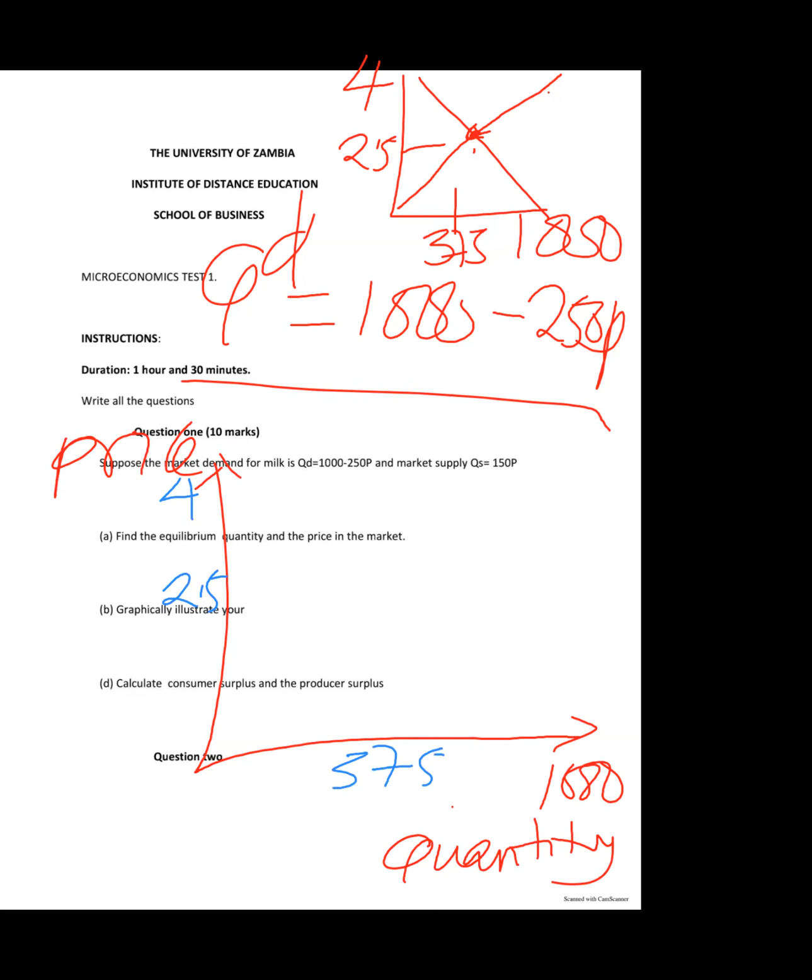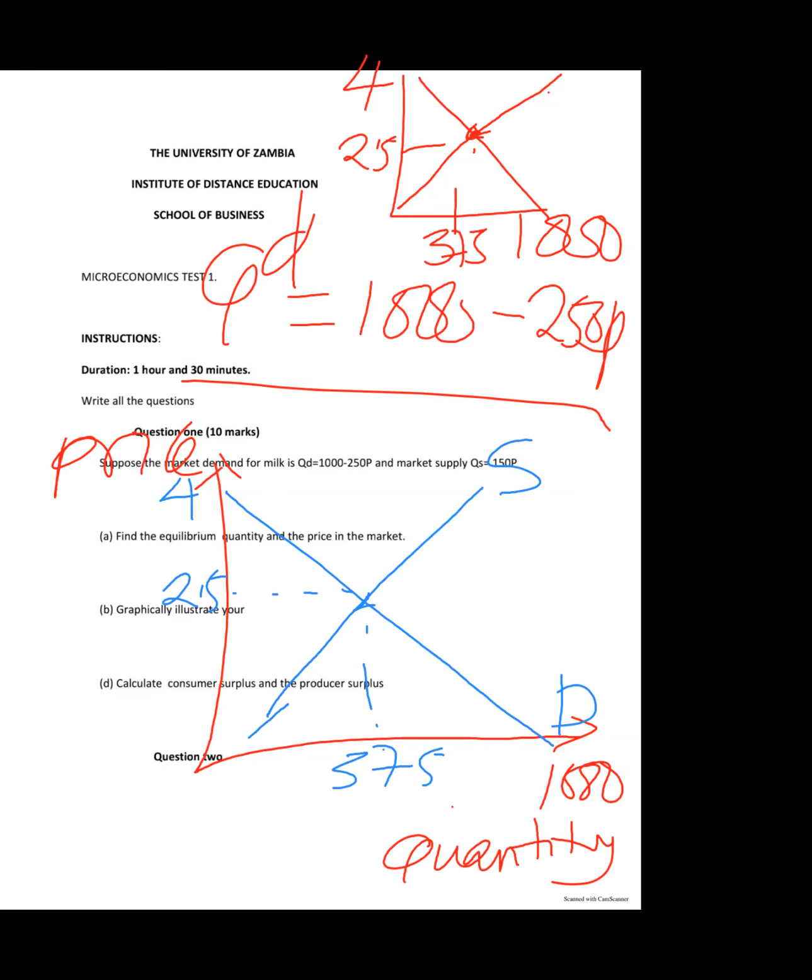Our demand curve is from here up to here, right? This is our demand curve. And our equilibrium point is that one, okay? Since they meet here, this is our supply curve. Our supply curve is coming here, cutting on the x-axis. By so doing, you would have presented your solution graphically.